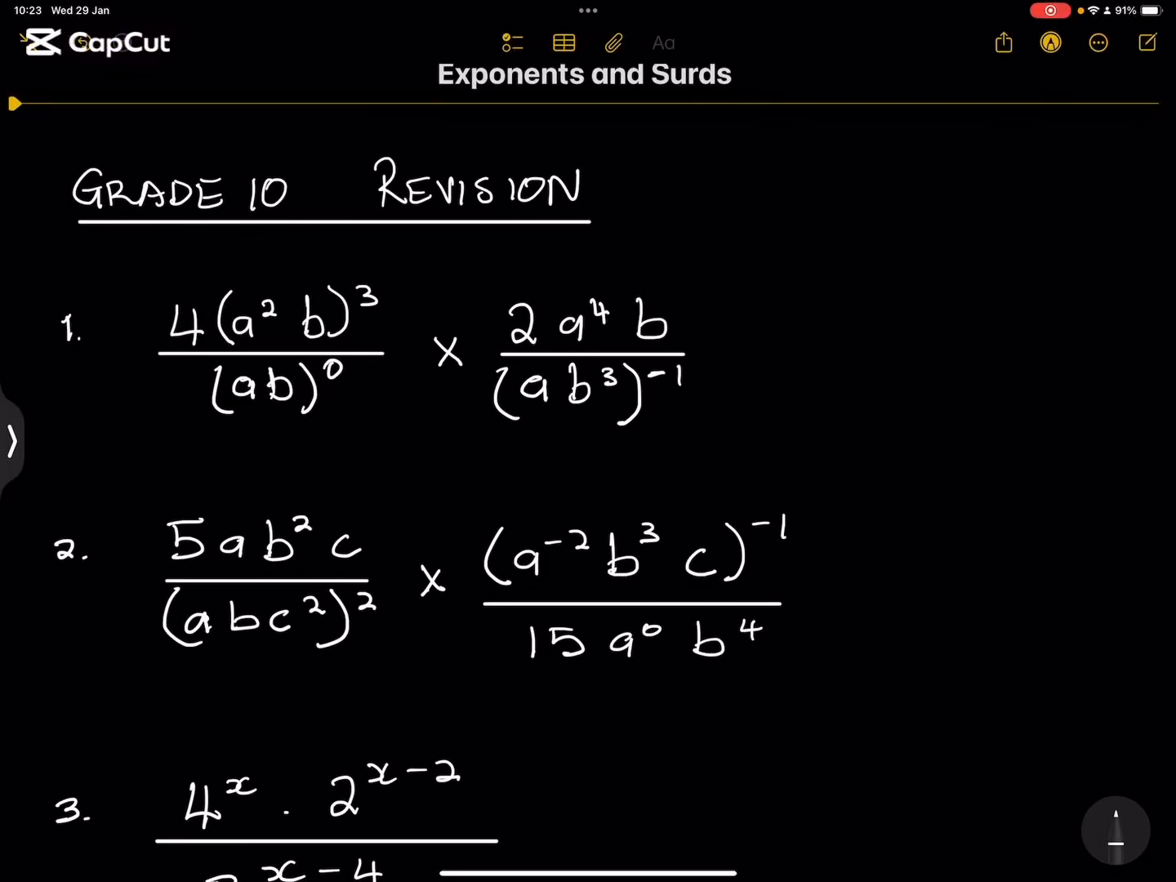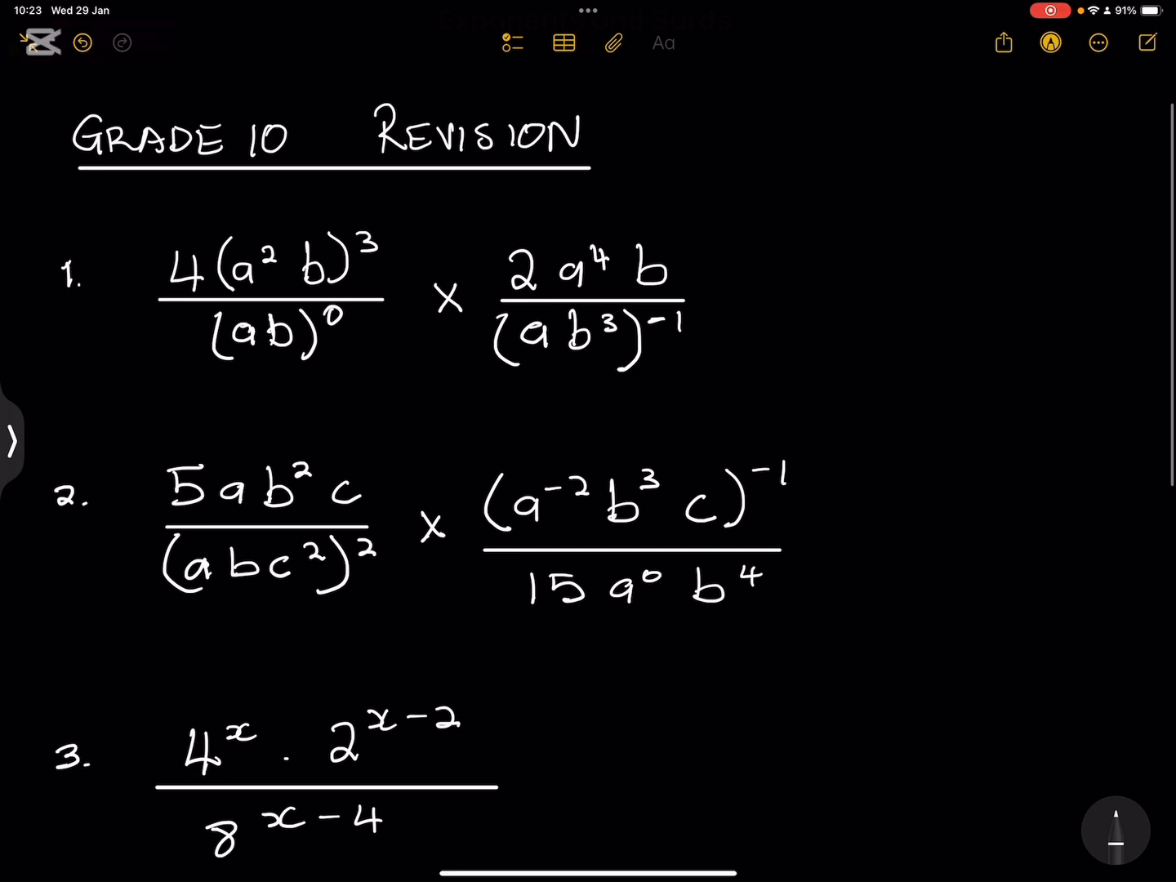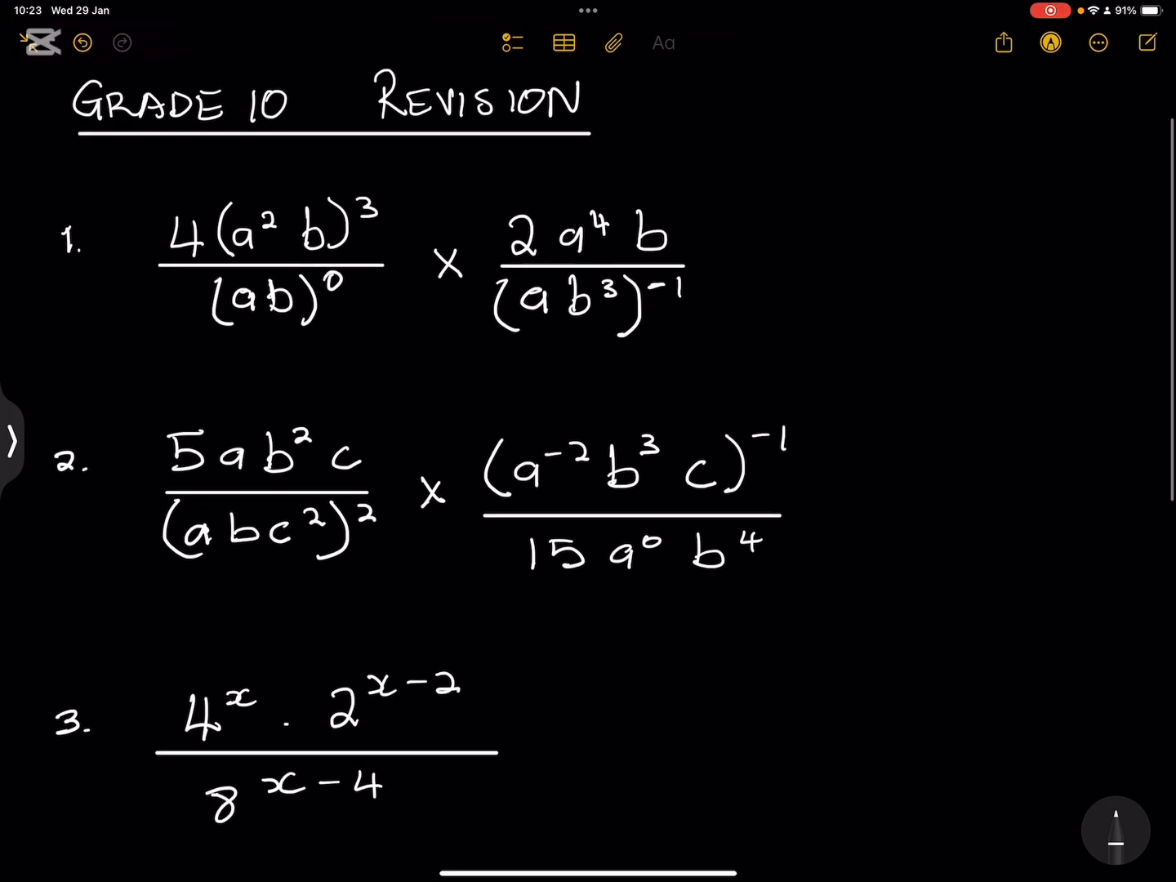So let's take some grade 10 revision. I want you to apply the laws of exponents and surds on these examples. You can copy them down, try to do them on your own before you look at the solutions that I'm going to do. Pause the video, just do these exercises and see if you can get them right.